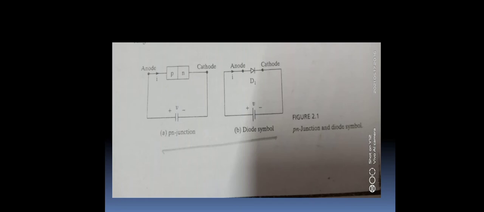Next is the breakdown region. In the breakdown region, the reverse voltage is high, with magnitude greater than 1000 volts. Then it comes again to the forward bias voltage. This is the simple basic diagram of diode characteristics.